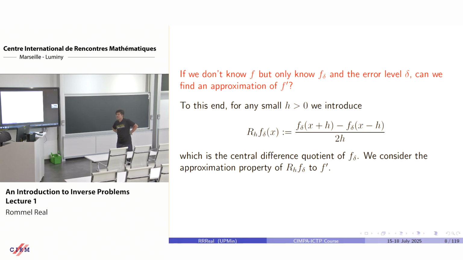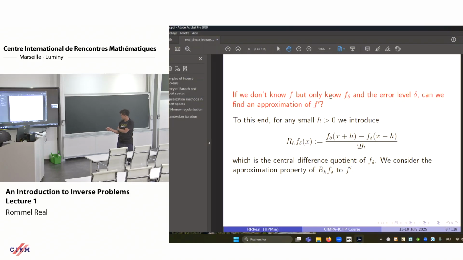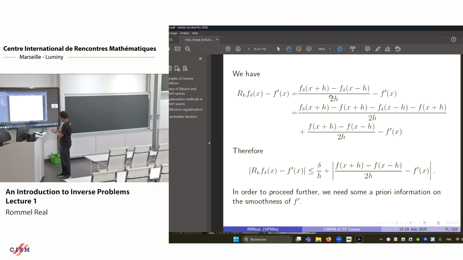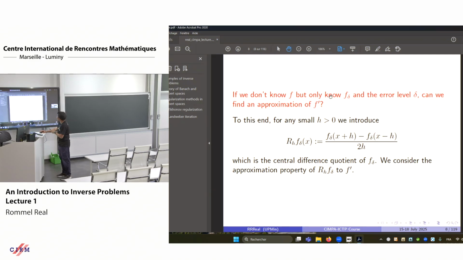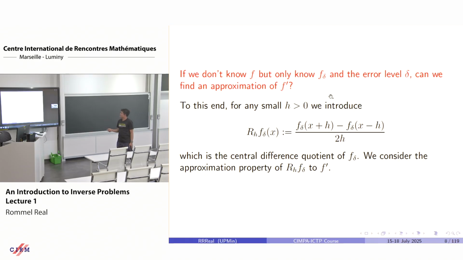Now, suppose you don't know f, and you only know f delta. Let me just, so example here. Suppose you don't know f, and suppose you only know the noisy information f delta, and suppose you also know the error level delta. Now, the question is, can we find an approximation of f prime using f delta, not f, okay?